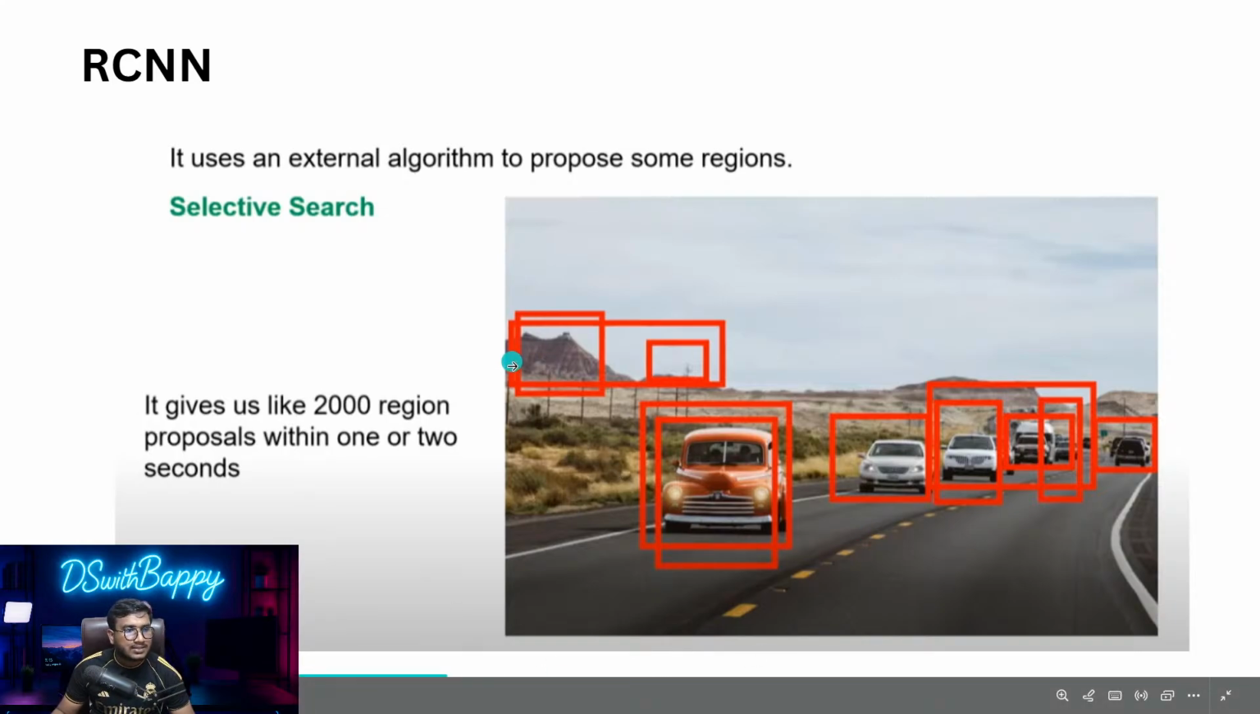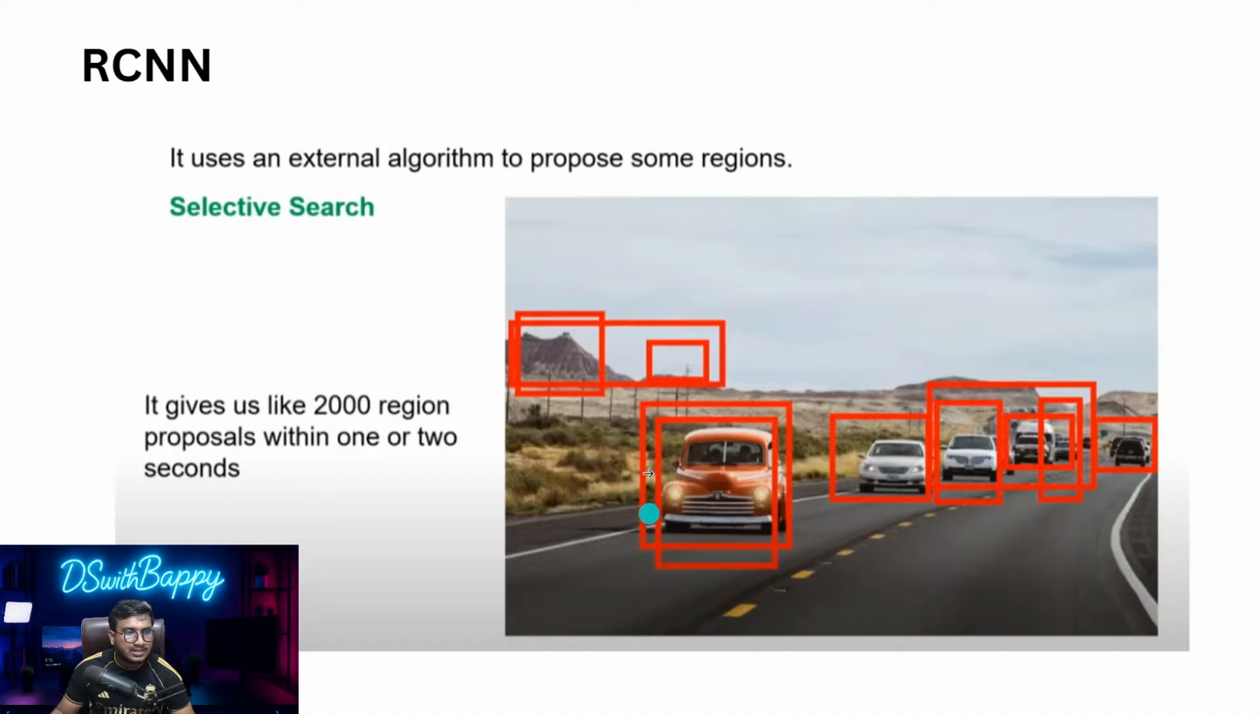You can see this is another shape, and another shape. That means it will try to propose multiple shapes inside the same image window. And how many regions will it propose? It will give us around 2000 region proposals within 1 or 2 seconds on top of the image, with different shapes. Got it?